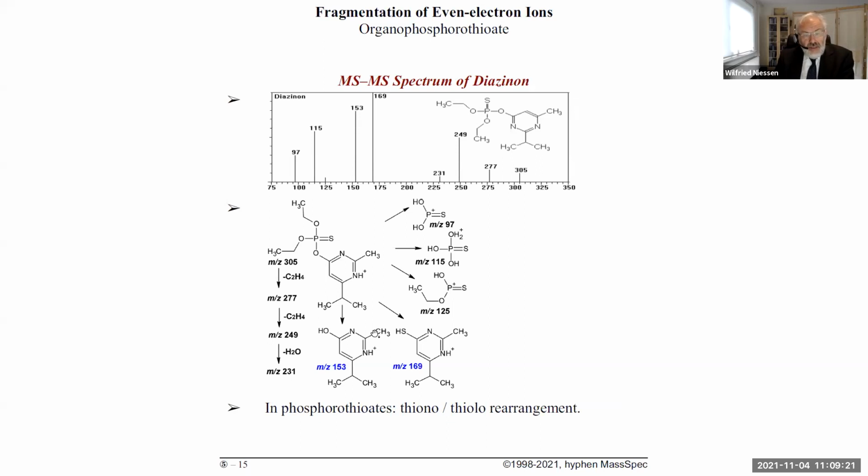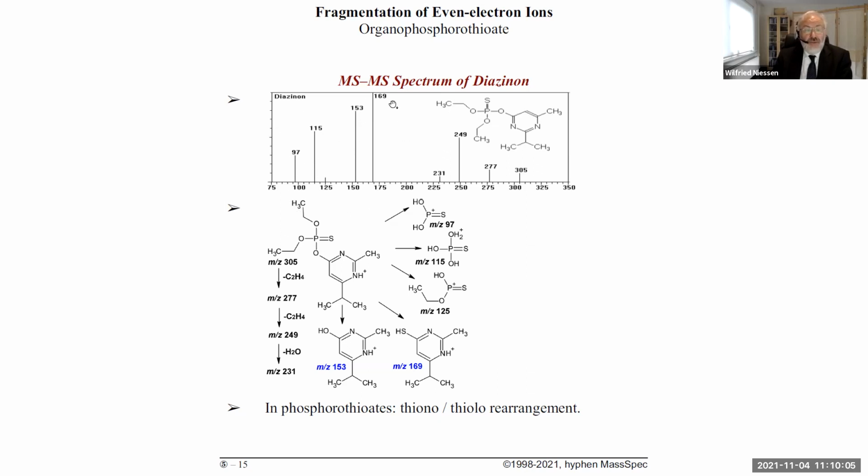The last example is from an organophosphorothioate. And in the spectra of these thioates, you basically have 3 regions in the spectrum. You have the high end of the spectrum, where you see losses from the ester, which you have here. So we see losses of C2H4, C2H4, and water. At the low end, we basically see fragments due to the cleavage of the phosphor-oxygen bond and secondary fragmentation of that. And these are the ions here.